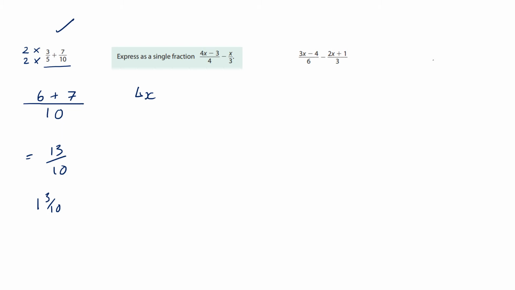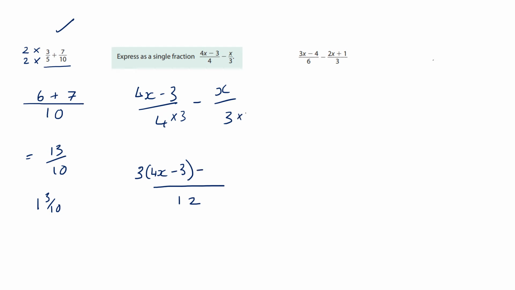Here we have 4x minus 3 over 4 minus x over 3. Again, we look at our denominators and think, what's the lowest common multiple between these two? It's 12. So we write them over 12, and to turn the 4 into 12, I multiplied it by 3, so I'm going to have to multiply my top line by 3 also. That gives me 3 times 4x minus 3, minus, and this was multiplied by 4, so I must multiply this by 4 also. So I get 4 times x.